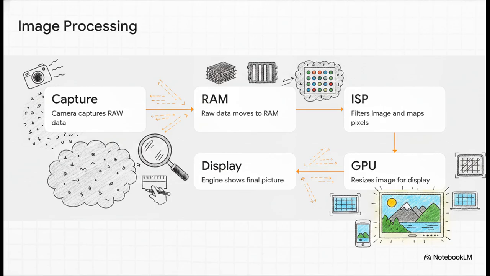The ISP acts kind of like a photo editor. It fixes dark areas, removes unnecessary visual info, and maps every single red, green, and blue pixel. Once it's all filtered, it goes to the GPU, which perfectly resizes the image to fit your screen. And finally, it hits the display engine and boom, the picture pops up on your phone.